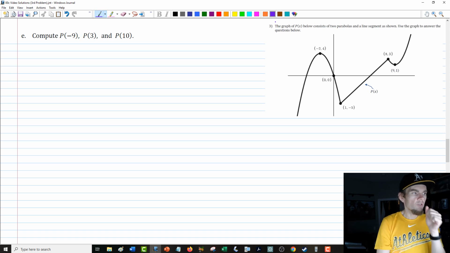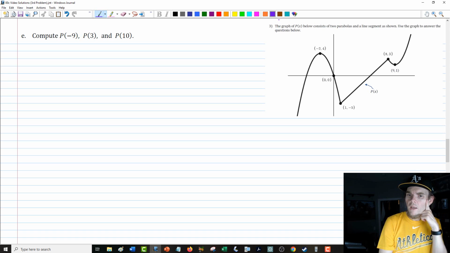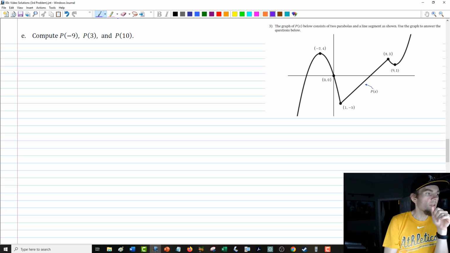Question E. I think question E is sort of a time suck problem. What I mean is that each one of these things requires a little bit of work, and that can be a challenge, depending on how much information you've got from your graph. So first of all, what is it asking? It's asking us to compute 3 function values.